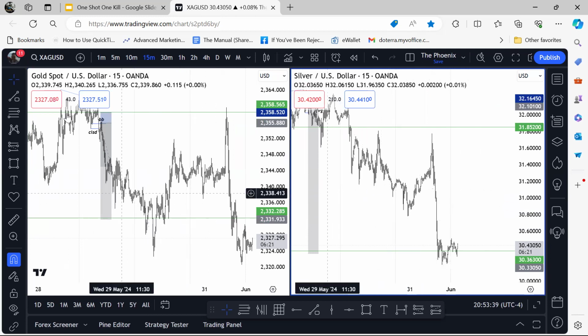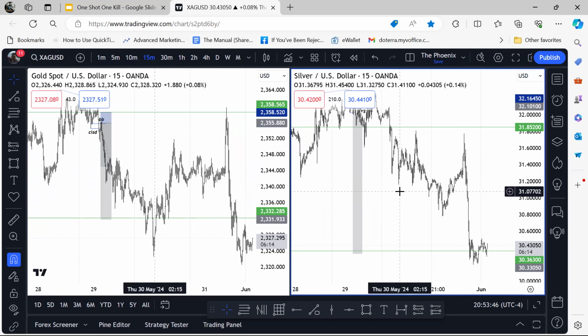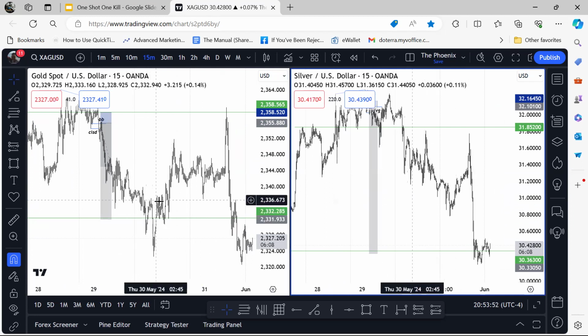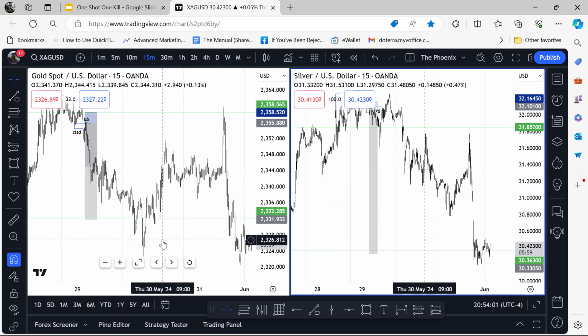Well, one off the high and one off the low. But if you notice, there's a huge divergence here because on Thursday, on silver, price did not take the low of Monday, but on Thursday, on gold, price took the low of Monday. And that's a huge divergence in terms of SMT again.